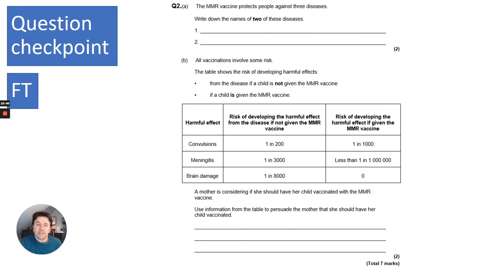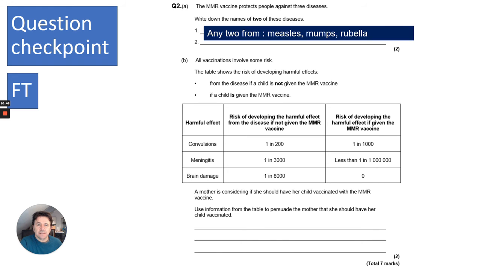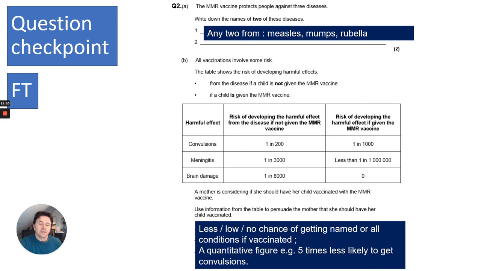So this is a very common question. They love to ask you about MMR, and it says write down the name of 2 of these diseases. Well, you can have any 2 from measles, mumps or rubella. And then they give you some information to look at the risk of taking the MMR vaccine and not taking the MMR vaccine on children. And it says a mother is considering if she should have her child vaccinated. Use information from the table to persuade the mother that she should have her child vaccinated. So if you look, there's less or low or no chance of getting the named conditions, so the harm like convulsions, meningitis and brain damage in particular, if you are vaccinated.